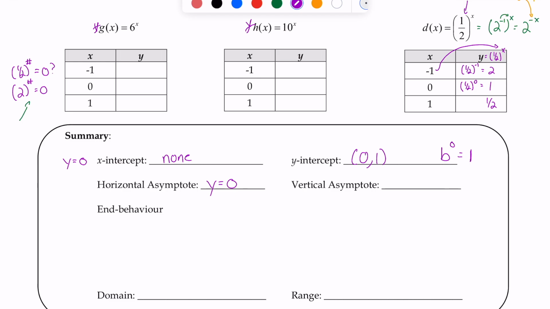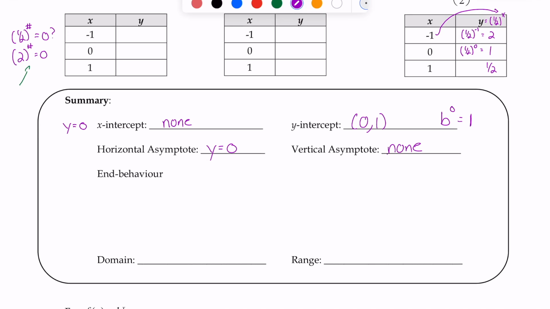And then a characteristic of exponential functions is that you do not have a vertical asymptote, meaning that there is no value for x that will cause this function to be undefined, okay? That's what a vertical asymptote is. So there is nothing that will cause this to be undefined.